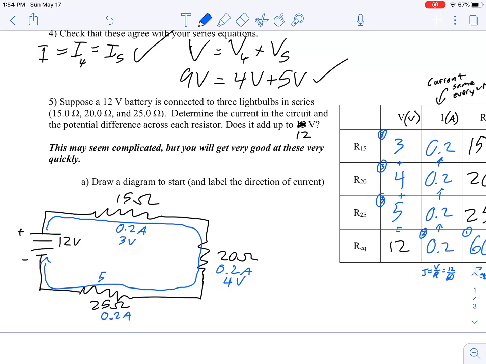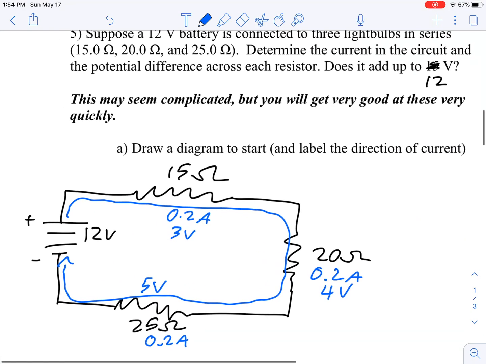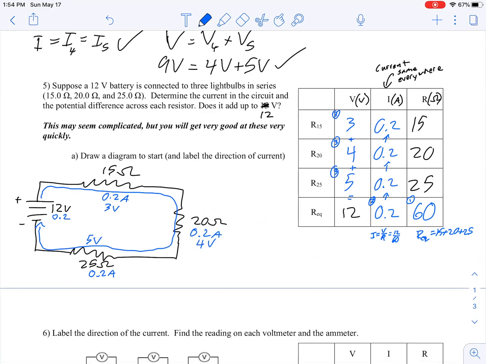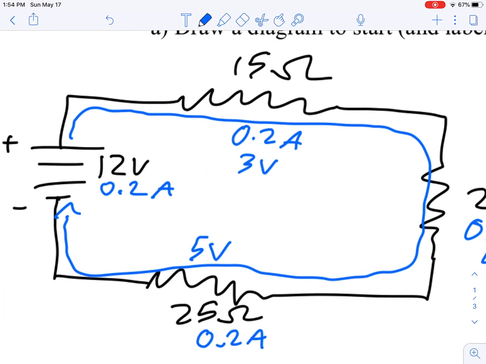The reason I'm doing this step here and writing them all in is because you're never going to be asked on a test to fill in a VIR table. You fill in the VIR table and then you tell them the values they want. They might say, what's the current through resistor 1? They might say, what's the voltage across the second resistor? So just make sure that you take an extra minute just to fill in these values over here. All right, like I said, you could put 60 ohms here.